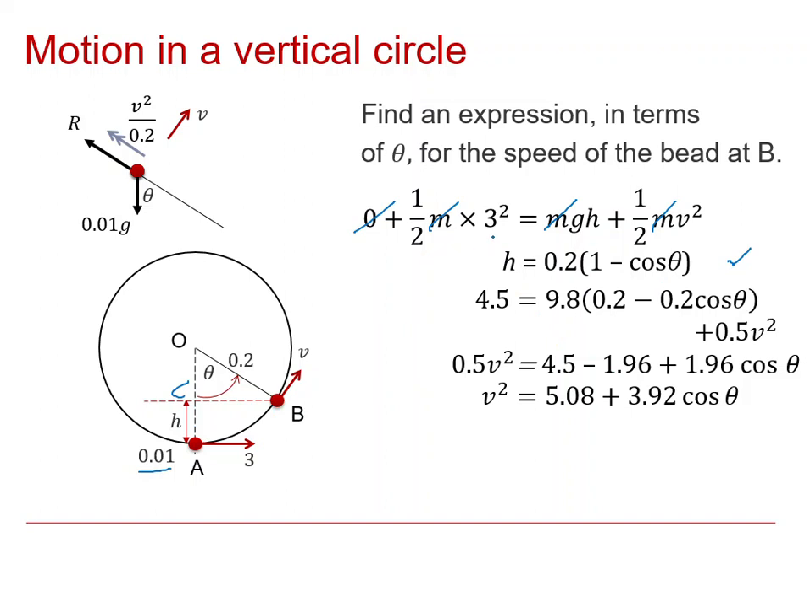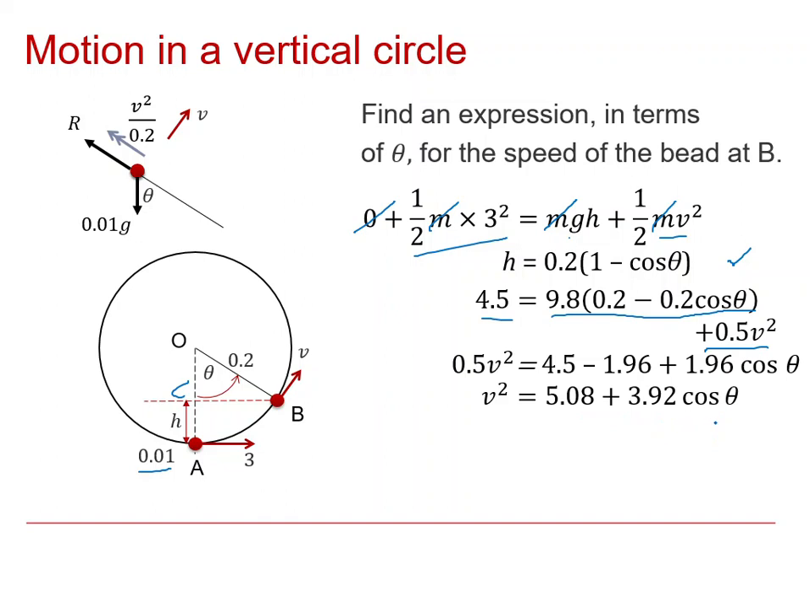So a half of 9, this first term, gives us the 4.5. Then 9.8 times h, which is the 0.2 in the bracket, gives us this term here, and half v squared is the one on the right over here. So that can be arranged now to make v squared the subject, and in two steps we have an expression of numbers and cos theta. That relates the speed to the position.